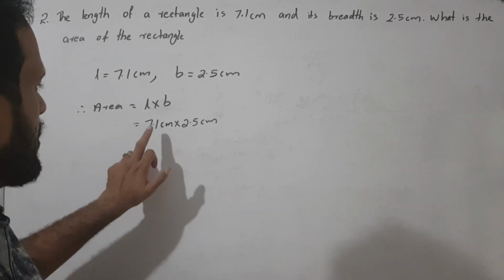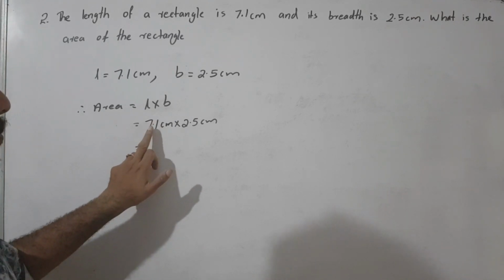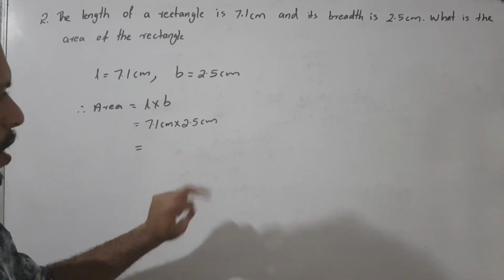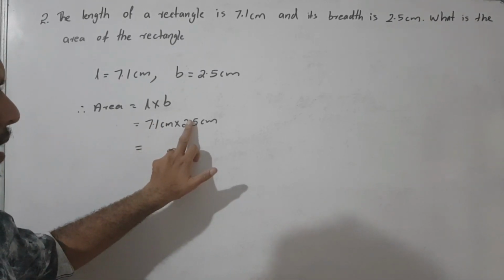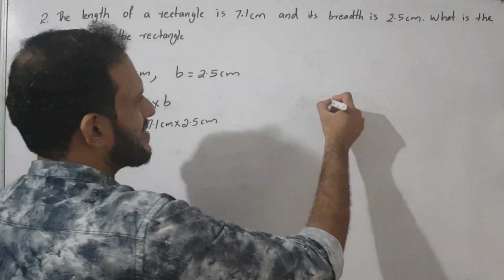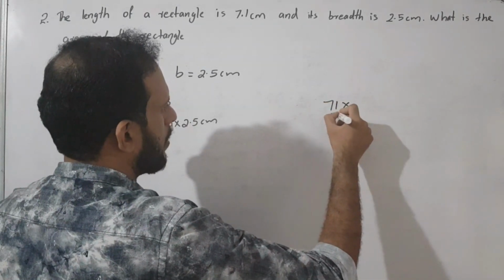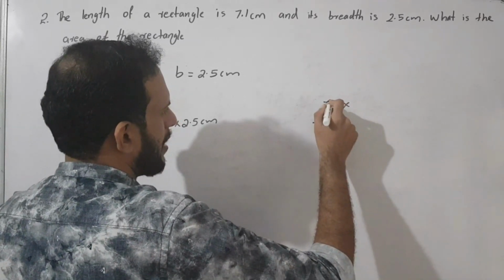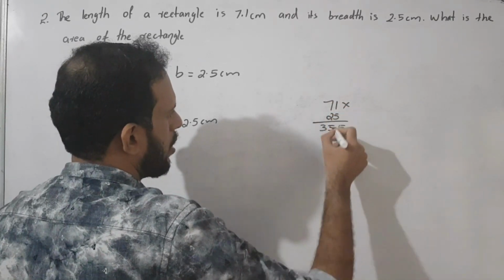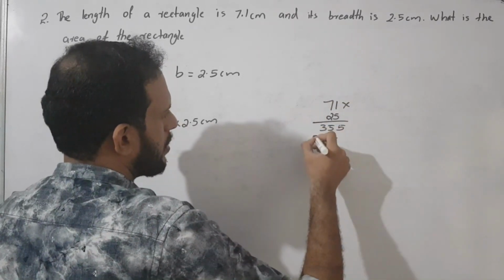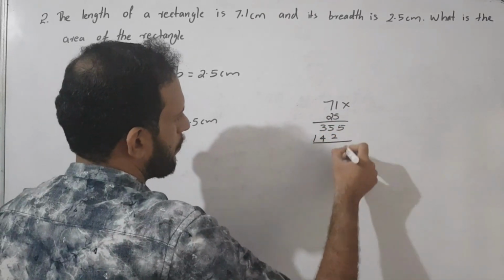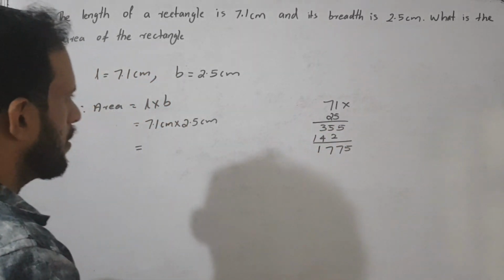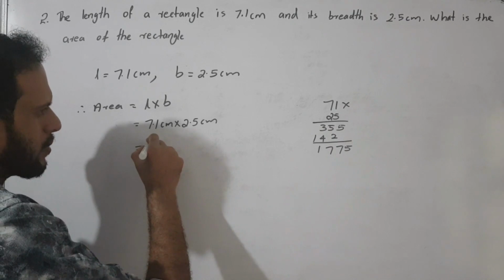We multiply 7.1. First we avoid the decimal point. We do not consider the decimal point. The number is 71. Here also we do not consider the decimal point. What is the number? 25. So we multiply 71 into 25. Then 5 into 1, 5. 5 into 7 is 35. 2 into 1, 2. 2 into 7, 14. Then 5, 7, 7, 1. Correct? Then centimeter into centimeter, centimeter square.